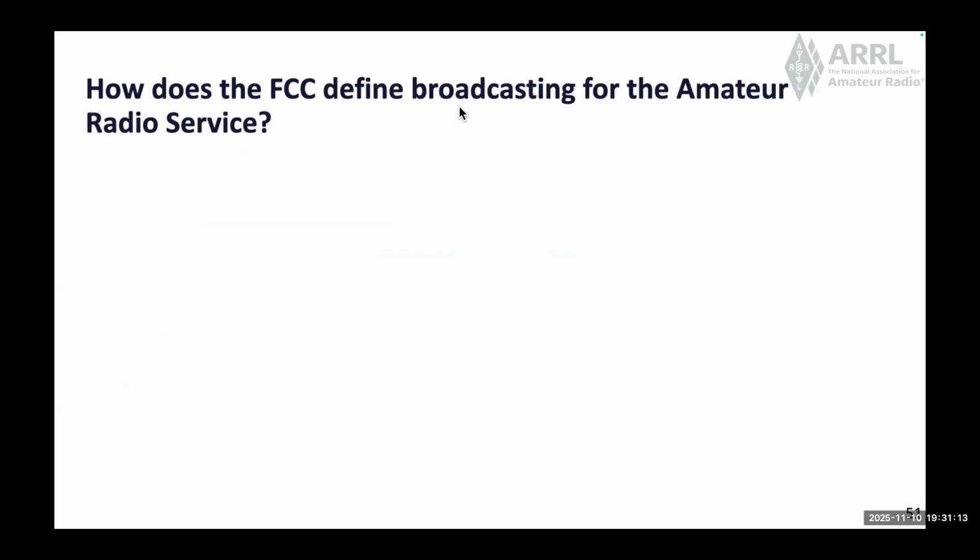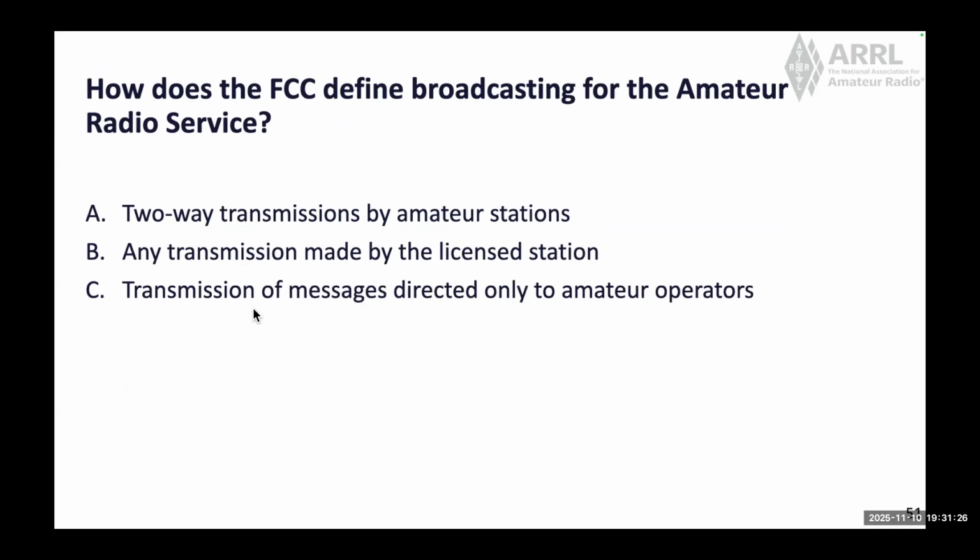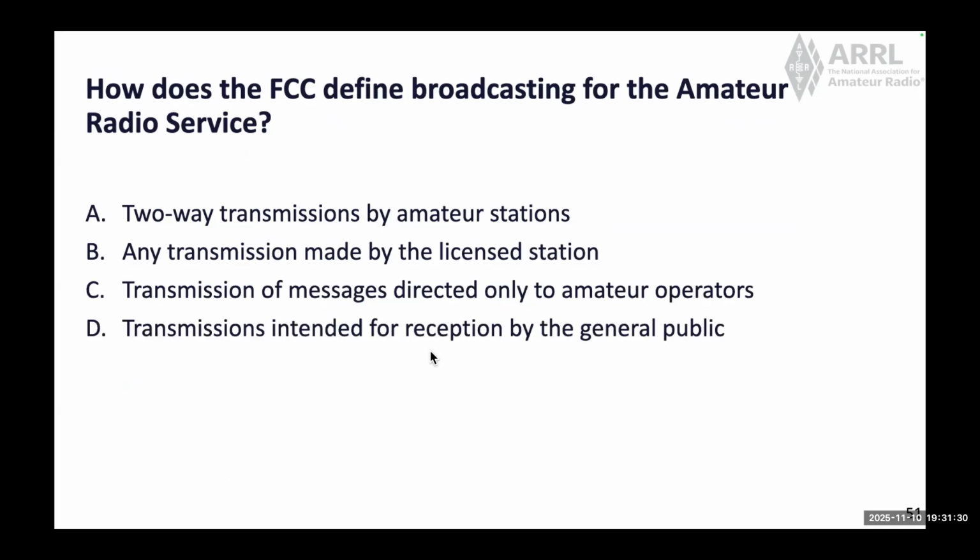How does the FCC define broadcasting for the amateur radio service? Two-way transmissions by amateur stations, any transmission made by the licensed station, transmission of messages directed only to amateur radio operators, transmissions intended for reception by the general public.